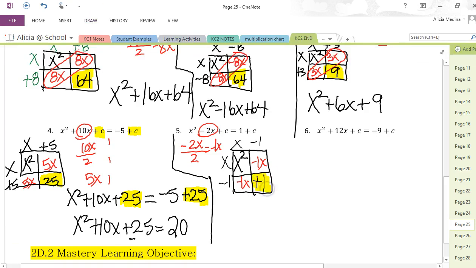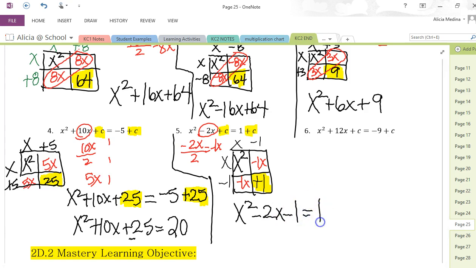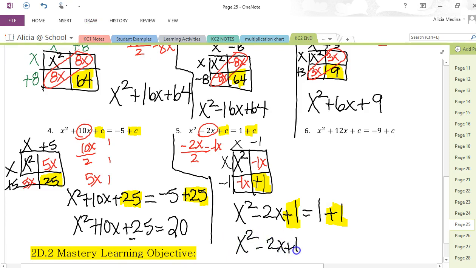So this term right here is our C, but we cannot forget to plug it in on each side. So our trinomial, x squared, minus 2x, plus 1. Remember, trinomial just has 3 terms. Equals, I have that 1, but I also have to, oops, there was a plus 1 there. Sorry, my C value was plus 1. So 1 plus another 1. That extra plus 1 was because I had that C value that I needed to plug in on each side. We're going to simplify that one. X squared minus 2x plus 1 equals 2.